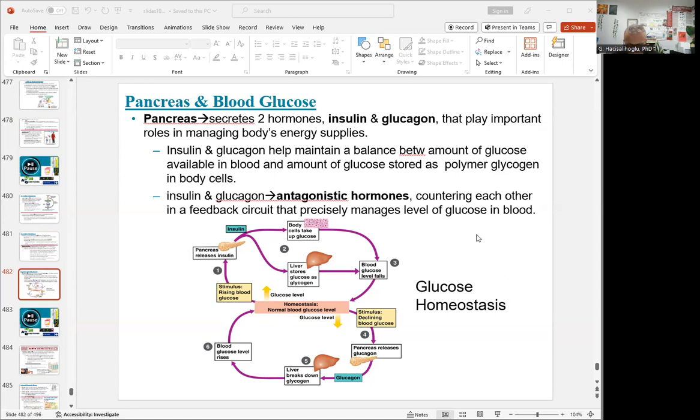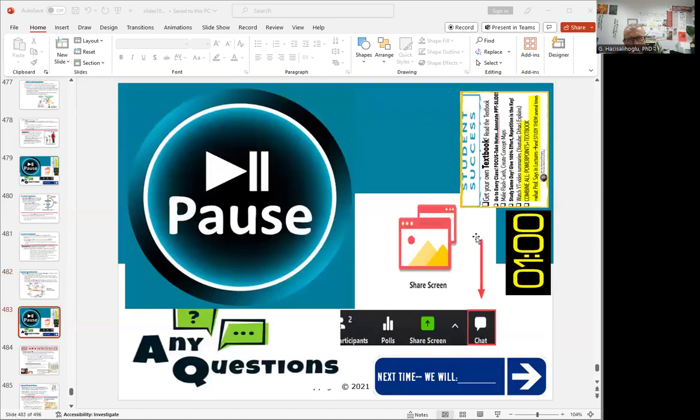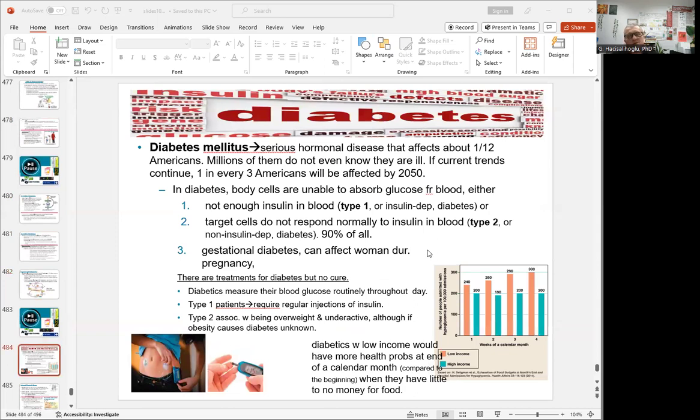These are from the pancreas organ. So diabetes is obviously a major disease, diabetes mellitus, which is basically a hormonal disease. One out of 12 Americans have this. One in 3 Americans will be affected by maybe 2050, it is estimated. So there are two types at least. There might be three types, but two major types.